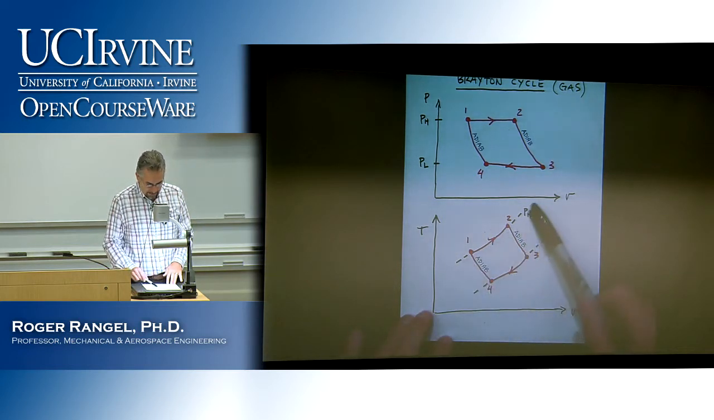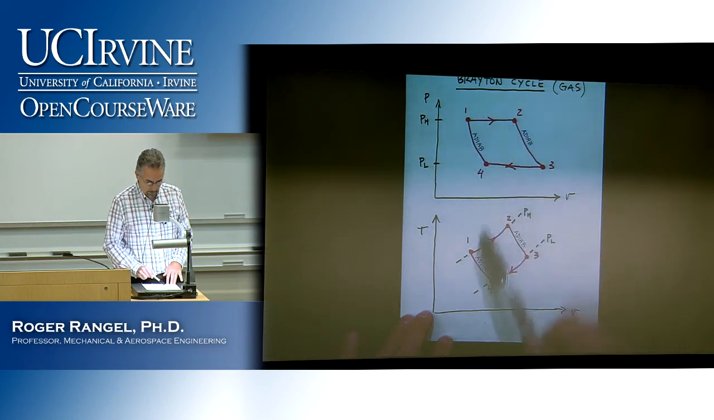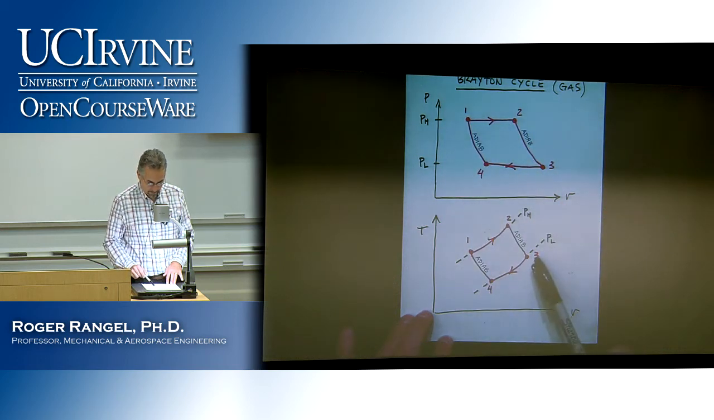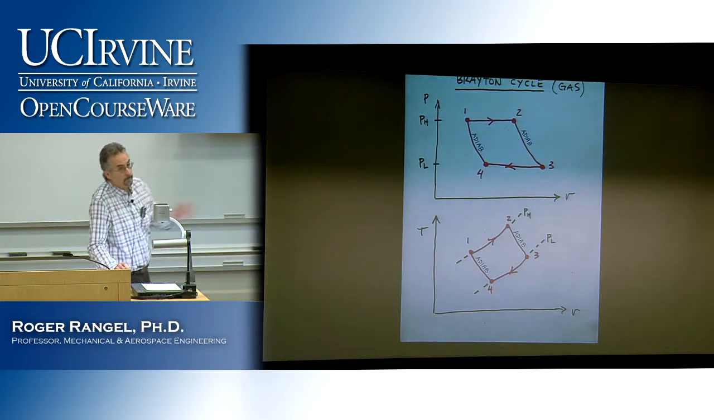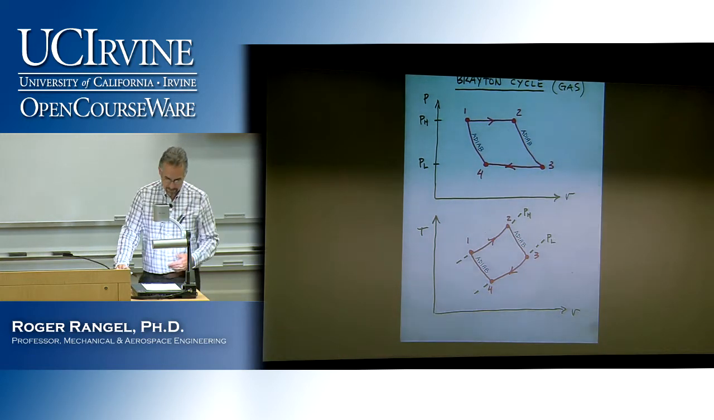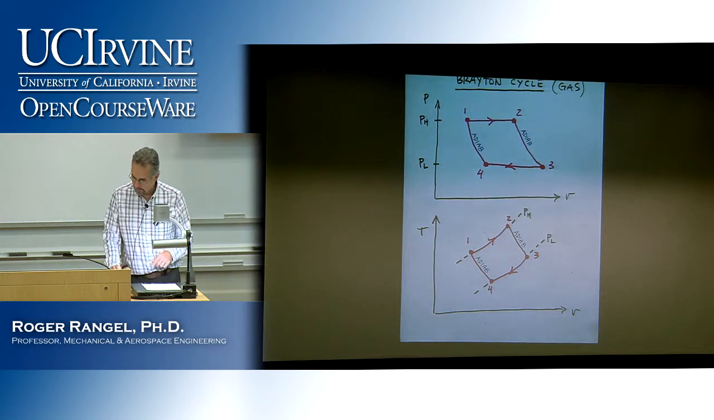And therefore, that's my high pressure isobar, P sub H, that was here from 1 to 2. It's here from 1 to 2. And then the one from 3 to 4 is down here, P sub L. So it's the same cycle, but in 2 views. PV view and then the TV view. All right?